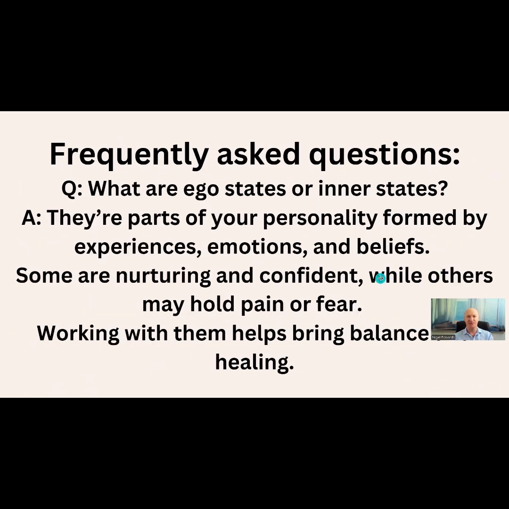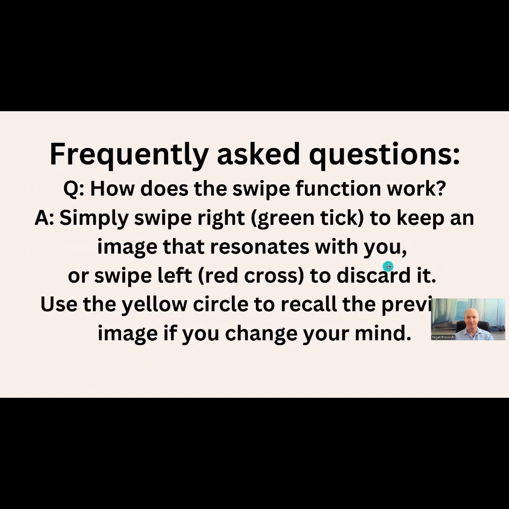So, as explained earlier, what are ego states and inner states? They are parts of your personality formed by experiences, emotions, and beliefs. In a situation that you've experienced in the past, your unconscious mind tends to make you repeat the same kind of behavior that worked before. That can become ingrained, and sometimes it's negative behavior. Some of these parts are nurturing and confident, while others may hold pain or fear. Working with them helps bring balance and healing.